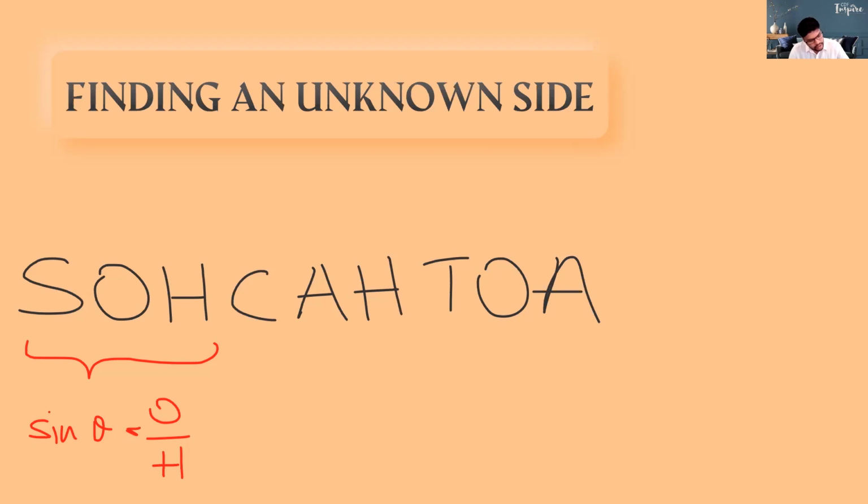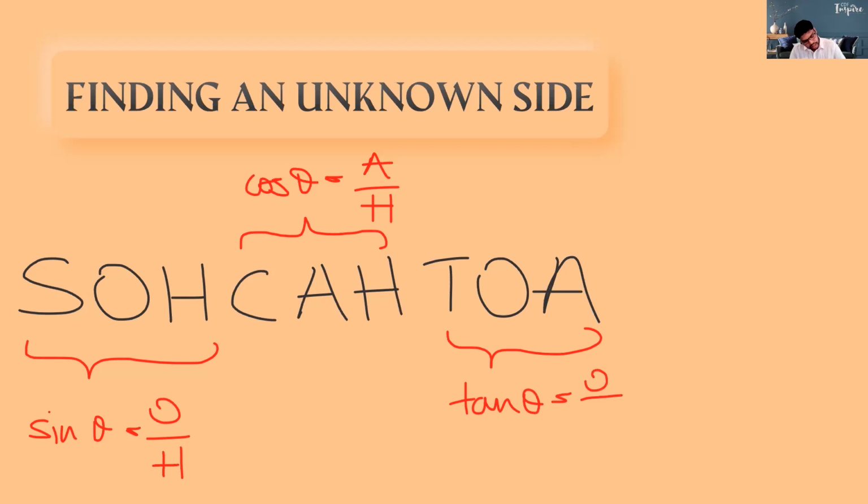Then, children, cos is adjacent over hypotenuse, right? And finally, children, TOA is tan is opposite over adjacent, right? So you all can remember it as SOH CAH TOA.